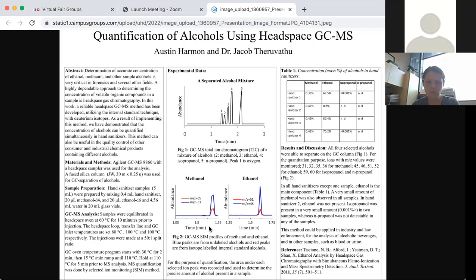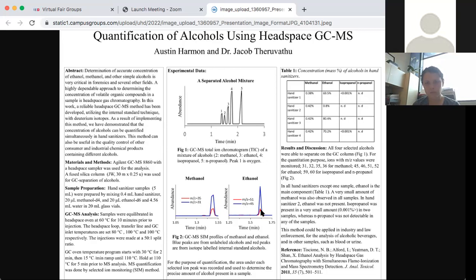Then during the second step, for the area of the alcohol in the hand sanitizer, which in this case could just be ethanol, we divided that area by the area of the internal standard. So it's like the area of the blue peak divided by the area of the red peak. And then this fraction is multiplied by the result from step 1.